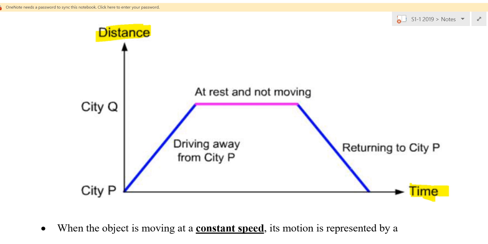Then what does horizontal mean? The distance did not move, right? Distance remained the same. So what does it mean? It is at rest. So this is a very important keyword, at rest and not moving.